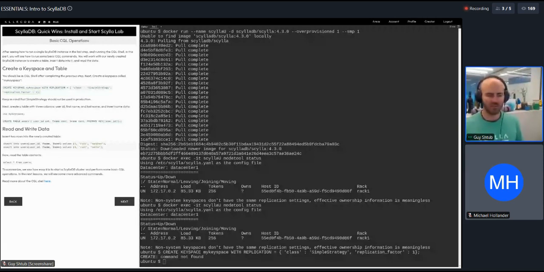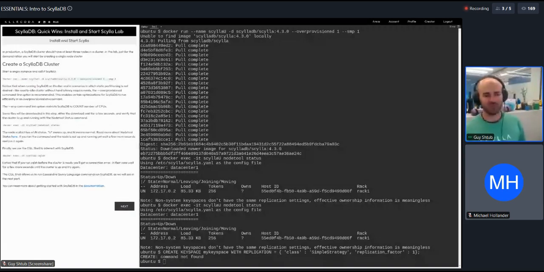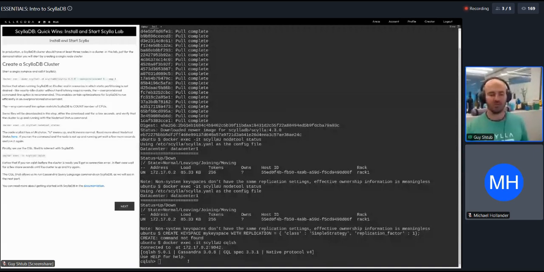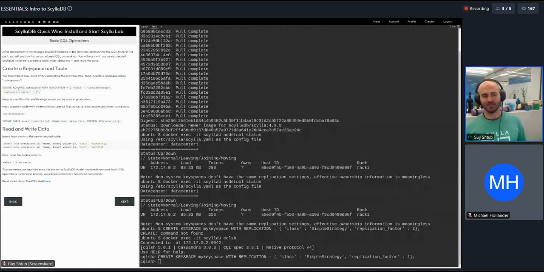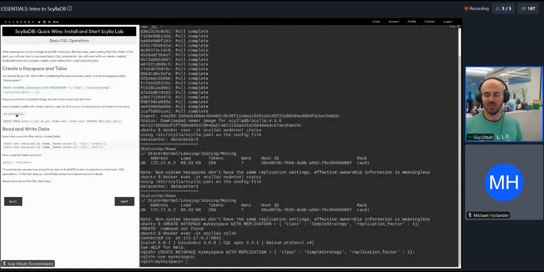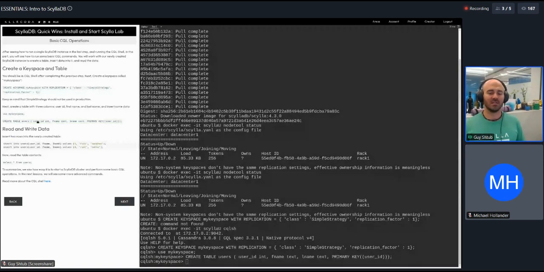Whoops, I forgot something. Didn't work. I need to connect to my instance. I can create my keyspace, and this time it's also going to work. And now, using this keyspace that I just created, I'm going to define a table. I'm going to call it users, and this table has just a few columns: user ID, first name, last name, and the primary key is defined as the user ID.